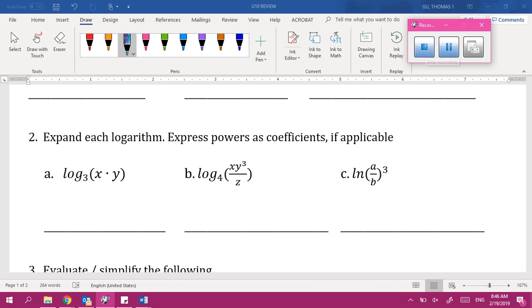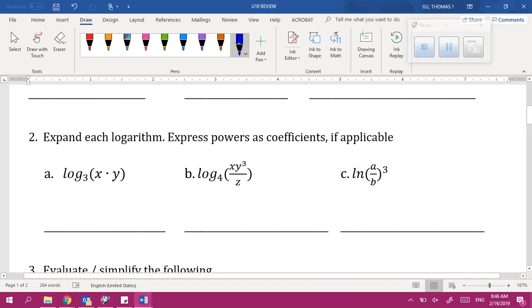All right, number 2, we're expanding each logarithm. This is where you got to use your properties. And it says express powers as coefficients. That means use the power rule whenever applicable.